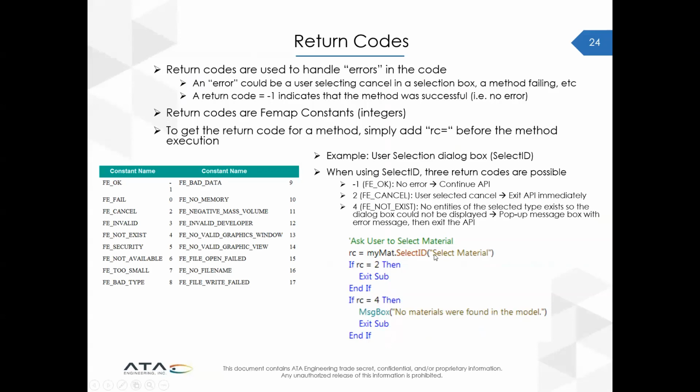And again, it can be used with any method. Just put RC equals in front. The RC really can be whatever you want to use. It's just that that's what's typical and standard. So if someone else opened up your code and saw RC equals, they would immediately know this was a return code.